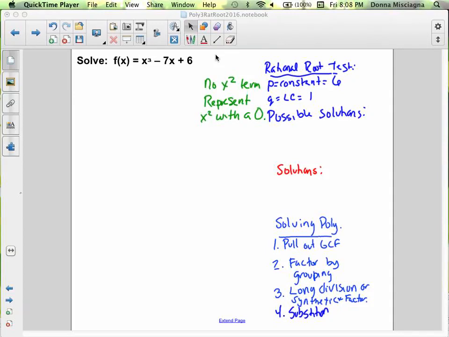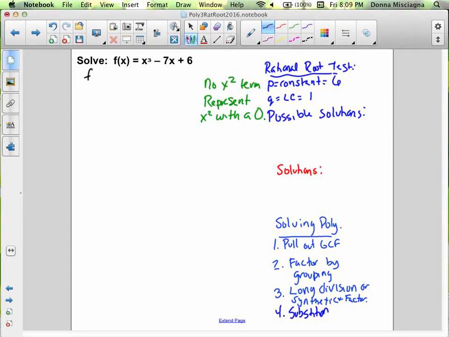Welcome back, everyone. We're going to power through the last couple problems here. Always check your terms carefully. There's no x squared term. We go from cube to x to 6. X squared is missing. So whether this is long division or synthetic division, we do have to represent the missing x squared. All right. So our equation, technically, is x cubed plus 0x squared minus 7x plus 6.